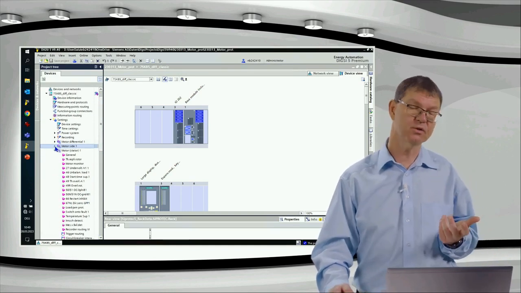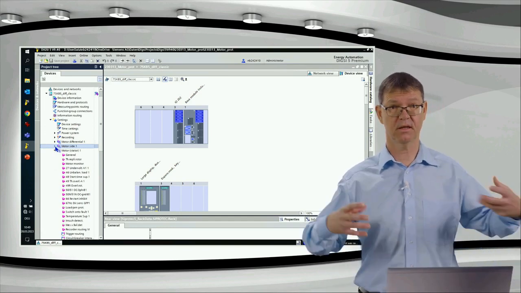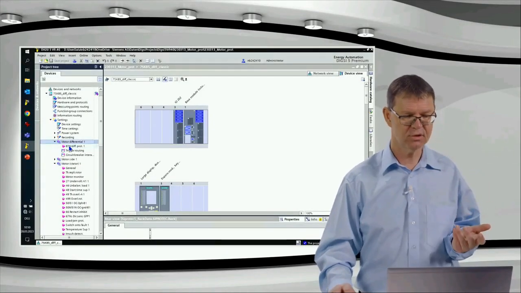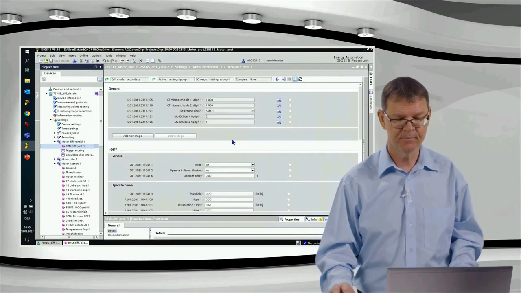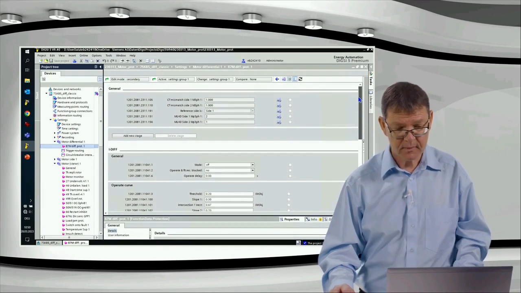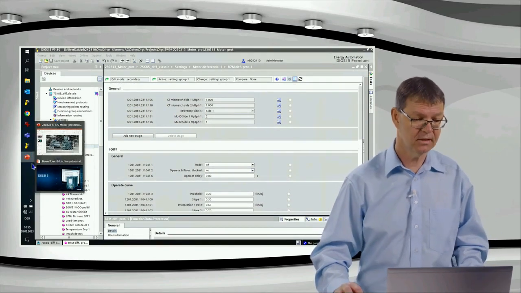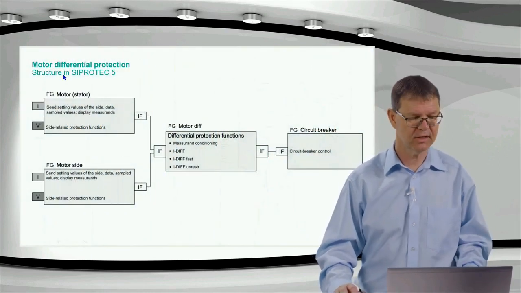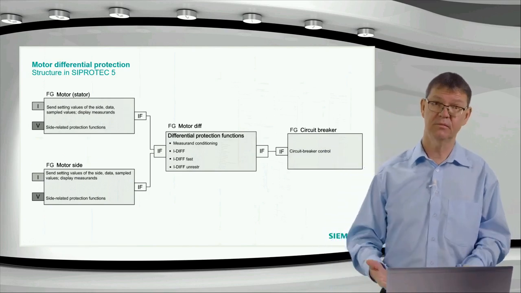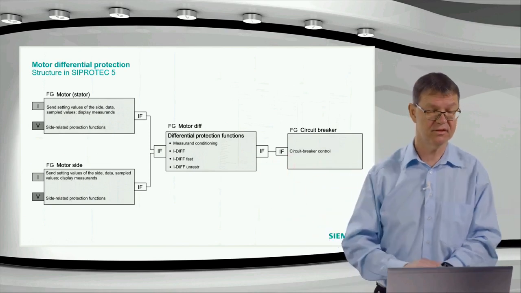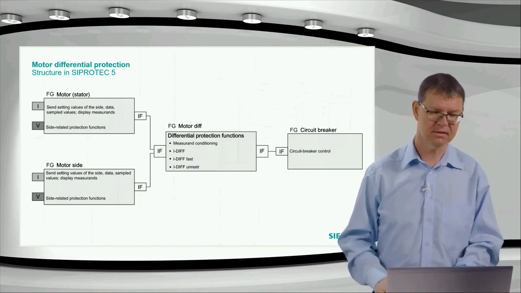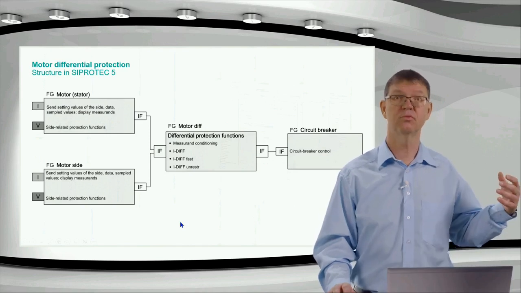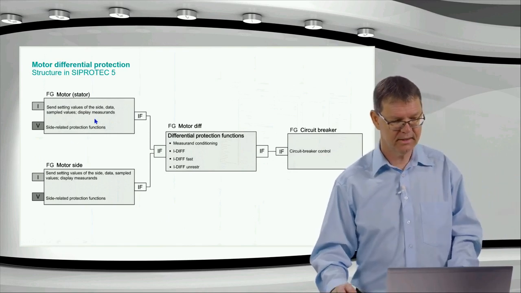And the motor side is a function which is just used to get current on the star point side of the motor protection. Then we have a function group motor differential, where the differential protection function is located. And you see here are the settings. Before we go to the settings, maybe I have one slide to show that structure. This is the same for all differential protection functions in SIPROTEC 5, except the line differential protection, because there are anyway two different devices. And the busbar protection also does not follow that principle, but all the other differential protections like generator, motor, transformer protection have the same structure.